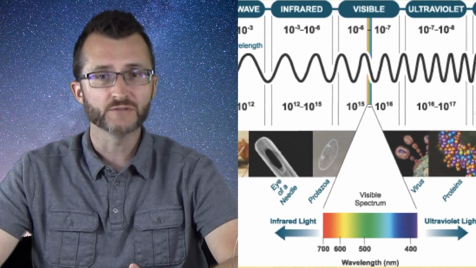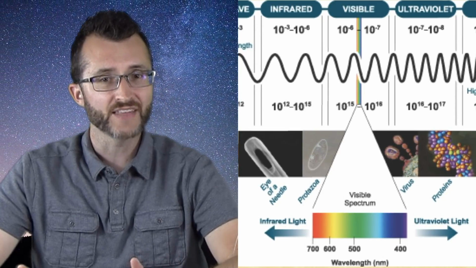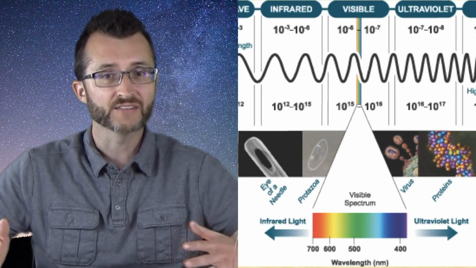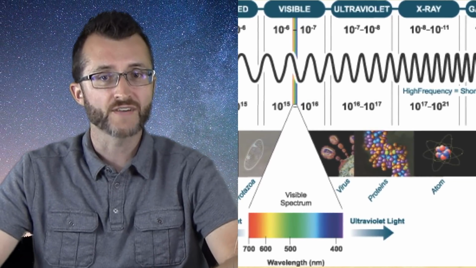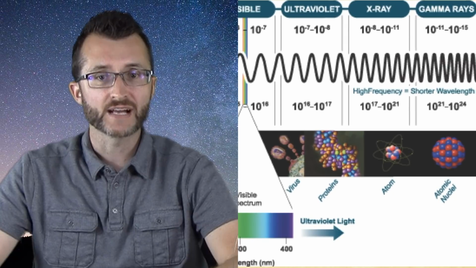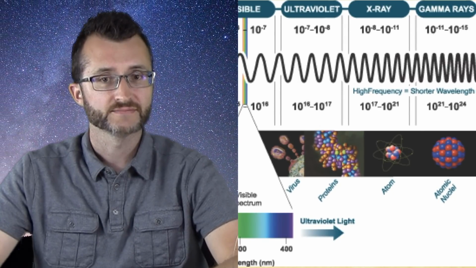Now visible light would be light that humans can see. Notice it's a very tiny band there. We even have to expand it out to see the different colors. We continue moving, we get ultraviolet, X-ray, and gamma rays, again with a shorter wavelength and higher energy.